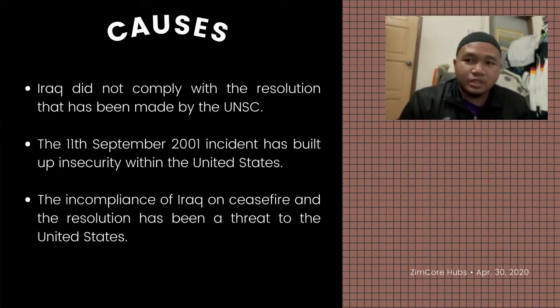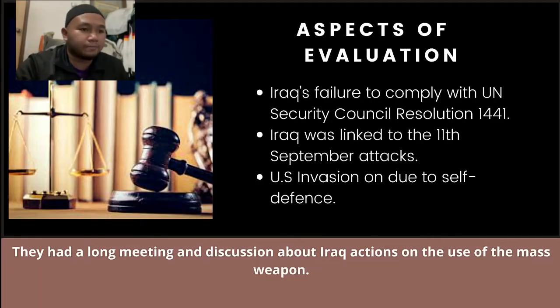The third point is Iraq's non-compliance with the ceasefire and the resolutions, which was a threat to the United States. Next, I will talk about the aspect of evaluation. First, Iraq failed to comply with United Nations Security Council Resolution 1441. The resolution says, first, Iraq has been and remains in material breach of prior Security Council resolutions. Second, the resolution gives Iraq a final opportunity to comply with its disarmament obligations and establish an enhanced inspection regime.